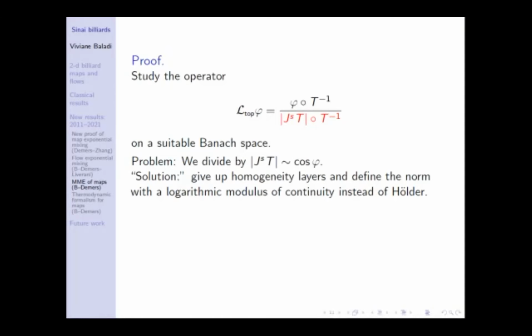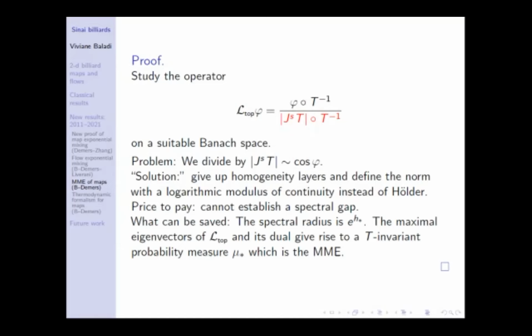So if you cannot control the distortion, the norm in the Banach space will have to be weaker. You cannot use a Hölder modulus of continuity. You have to use a logarithmic modulus of continuity. And because of that, we lose the spectral gap, okay? However, we still get the control on the spectral radius. We still have some weak compactness control. We can construct this maximal eigenvector, and then we can construct this measure of maximal entropy. So that's the result.